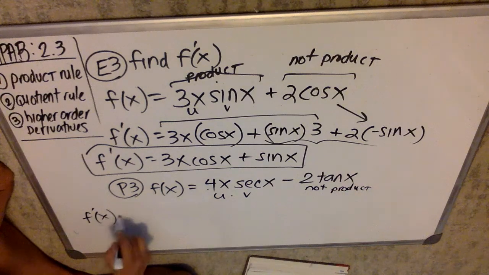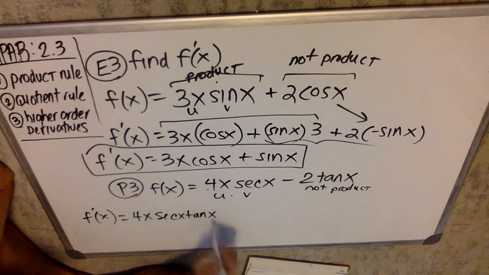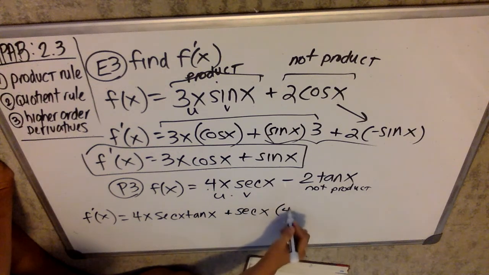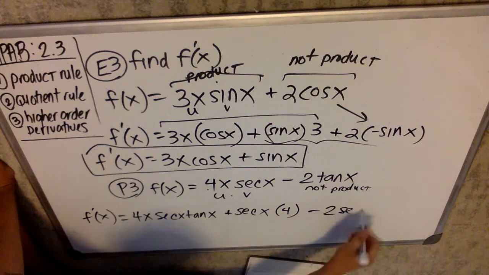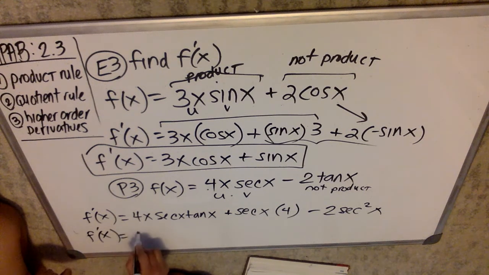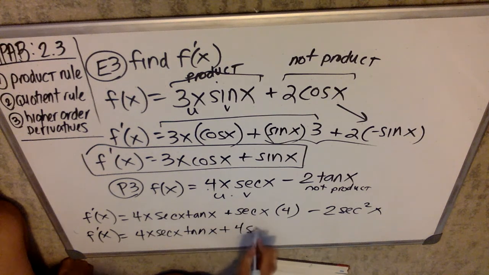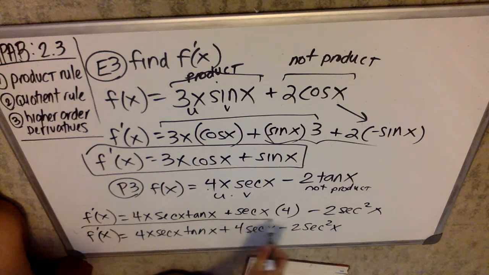So my f prime of x is going to be u dv, which is going to be secant tangent. The derivative of a secant is a secant tangent. Plus v, which is secant, du, which is going to be a 4. And then I'm going to have to differentiate this negative 2 tangent x, which would be negative 2 secant squared of x. If I want, I can factor a GCF of secant, but other than that, not much else comes out. So I have a 4x secant x tangent x plus a 4 secant x minus a 2 secant squared of x. That's pretty ugly, but that's about it.